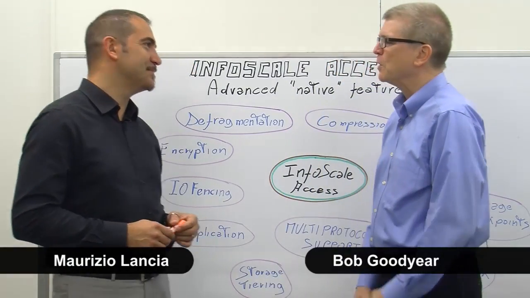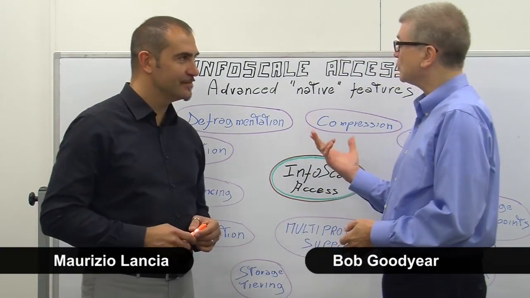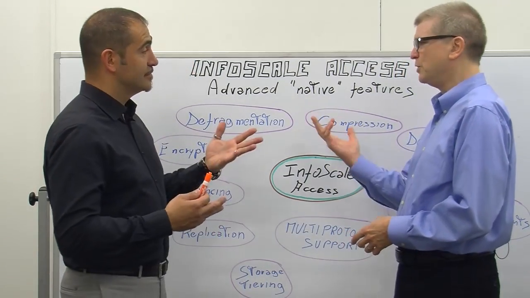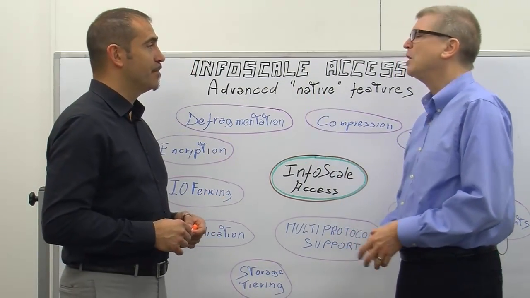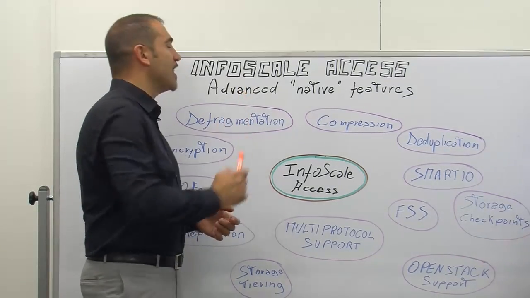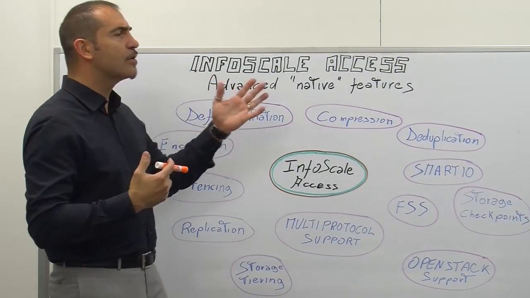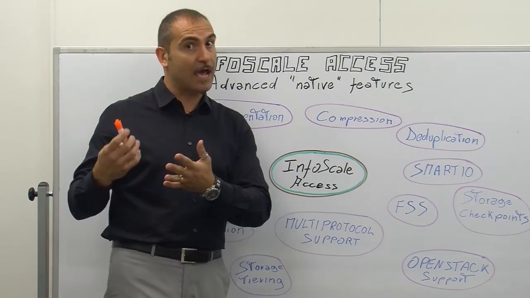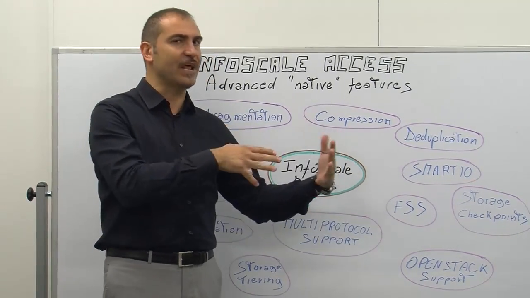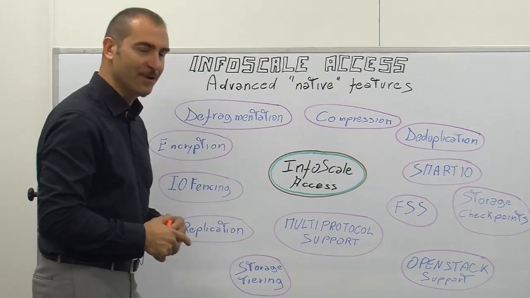Well, Mauricio, I see you want to talk a little bit about the native features. And actually, you call them the advanced native features of InfoScale Access. What can you tell us about them? I talked about advanced features because they are not common features that you can find in a NAS server. But this is a software NAS. This is our server, so this is a little bit different.